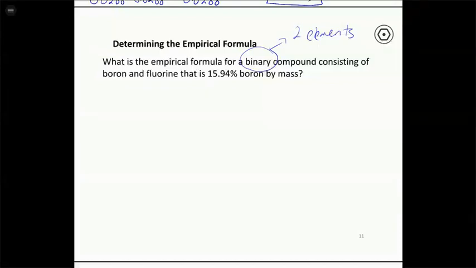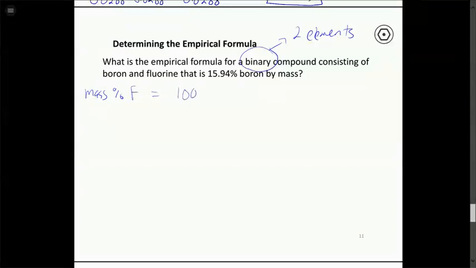So if we want the mass percent of fluorine first, so if we have the mass percent for every element in the compound, we can also use that to get us into an empirical formula as well. And that's what we're going to do in this example. So for fluorine, we have 100% minus that 15.94. So fluorine, the mass percent is 84.06.